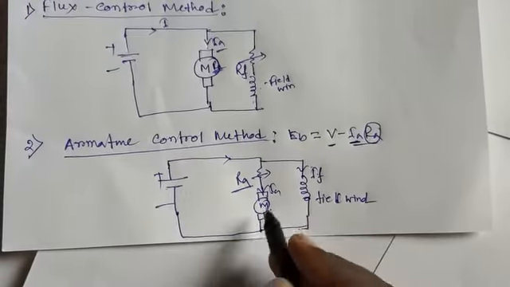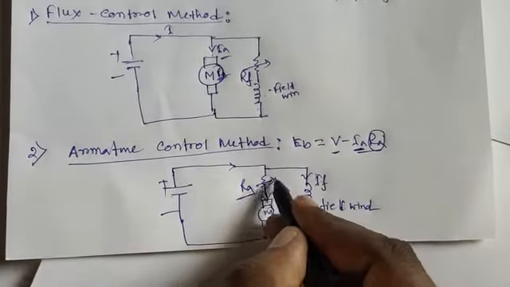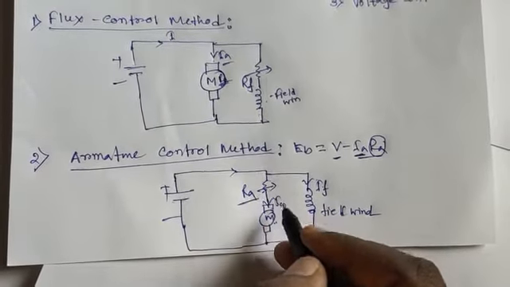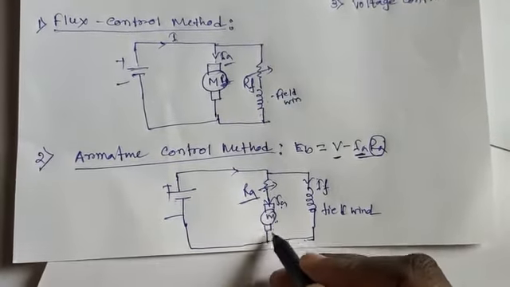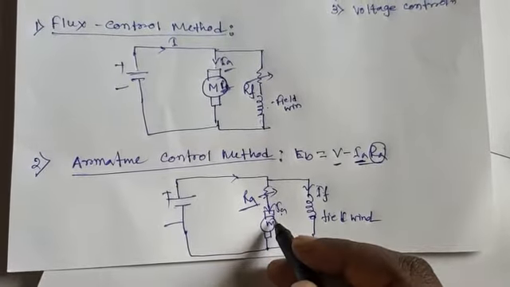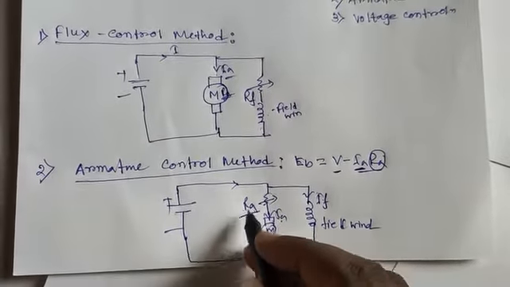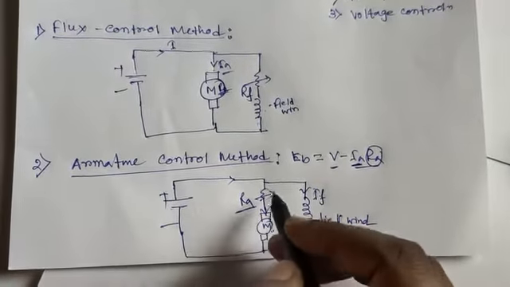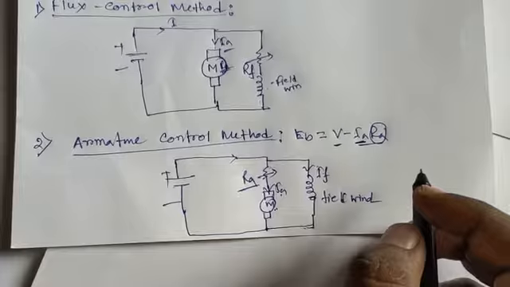Thus, if we add resistance in series with the armature, that means this resistance is added with the armature, Ia decreases, and hence the motor speed also decreases. The more resistance in series with the armature, the more the speed decreases. This is the armature control method. Then I will discuss the voltage control method.